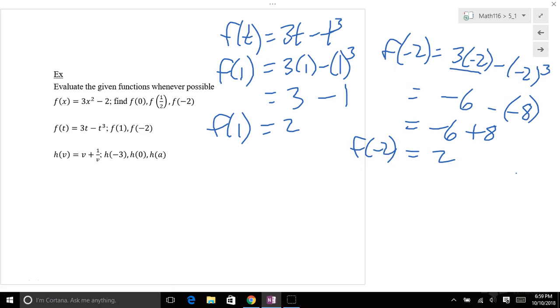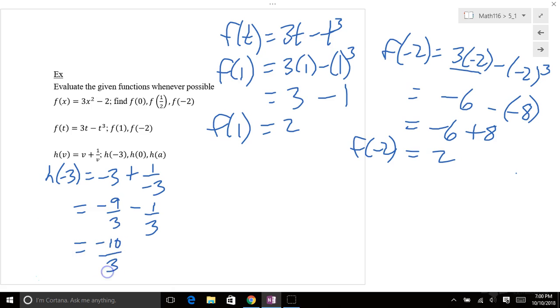Over here, h of v. So now we're going to go h of negative 3. It's negative 3 plus 1 over negative 3. Well, that's negative 9/3. I got to get a common denominator, minus 1/3. Take that negative up, so we got negative 10/3. It's h of negative 3.